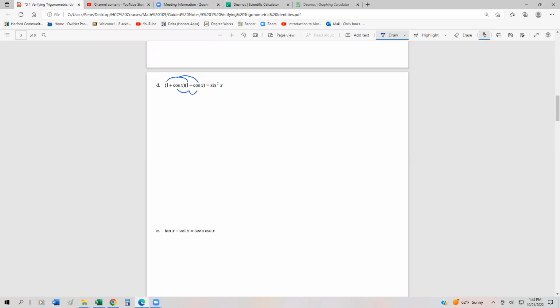Okay. And so 1 times 1 is 1. 1 times negative cos x is negative cos x. 1 times cos x is going to be a positive cos x. And then cos times negative cos is going to give us a negative cos squared of x. All right. And that's just by multiplying. And now we can clearly see that the cosines cancel out. So this is going to end up being 1 minus cos squared of x. Okay, so that's just combining like terms.